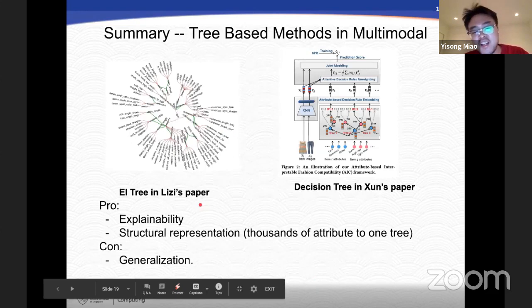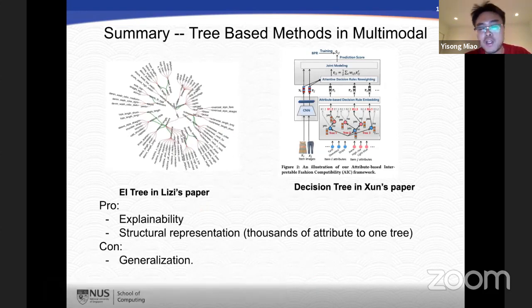Previously, I only wanted to show you guys two papers I read before about multimodal. But later I found that they have one thing in common. The common thing is that they both use a tree model, right? They both use a tree model. So we can witness a phenomenon: tree-based methods in multimodal. So this is a phenomenon. Let's have a review.